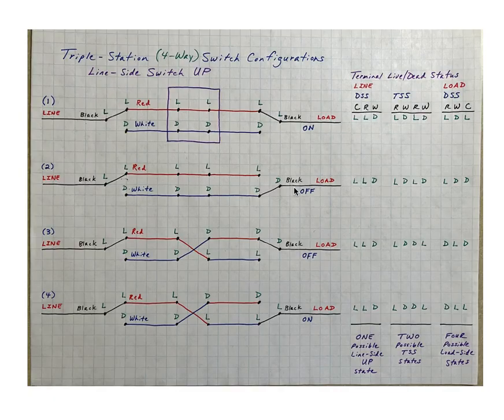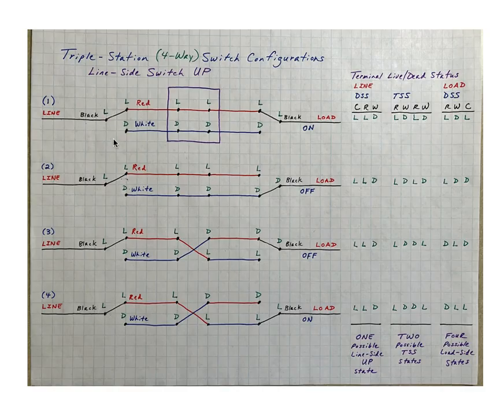And again, here's some old notes. I took a picture of it, so we'll just look at the photo. Saves me a lot of time. Now, here's my triple station switch. You'd call it 4-way. And in these configurations, the line side switch is up. All right, in each case, the switch is up.